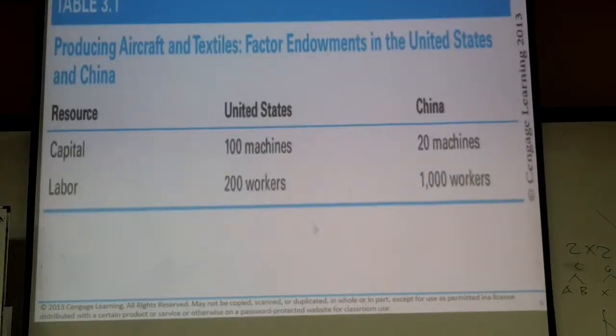So producing aircraft and textile, factor endowments in the United States, capital, labor, United States to produce what? Aircraft and textile. This is the endowment, okay? 100 machines, 200 workers, China 20 machines. It says that United States has a lot of capital. K per L in United States is bigger than K per L in China. Do you follow me?